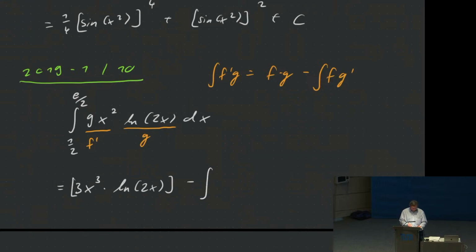And then we subtract a new integral, same bounds, where again we integrate f prime. We did that already. That was 3x to the third. And then we multiply by g prime. So we need to differentiate that. Well, the derivative of the ln is 1 over the argument, right? So it's 1 over 2x. And then we apply the chain rule. We need to multiply by the derivative of 2x, and that's just 2.